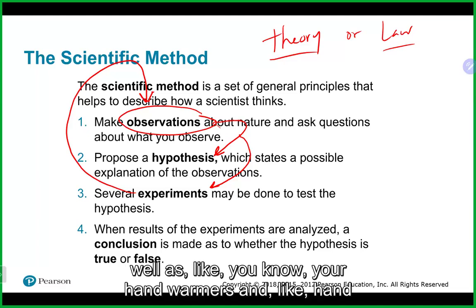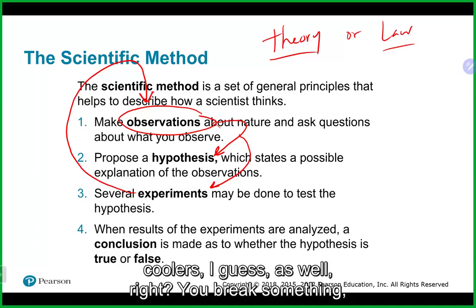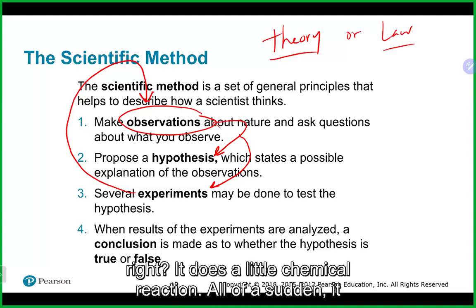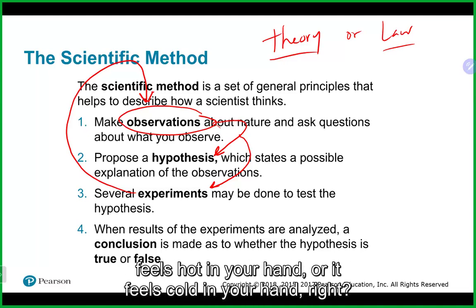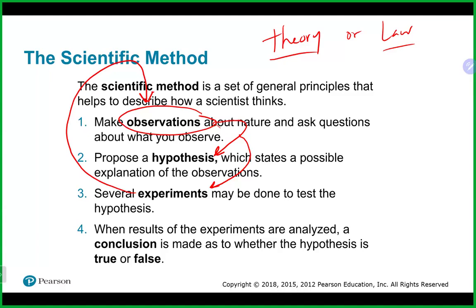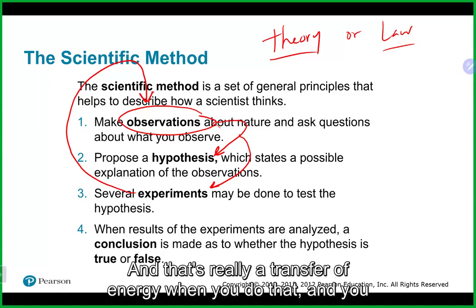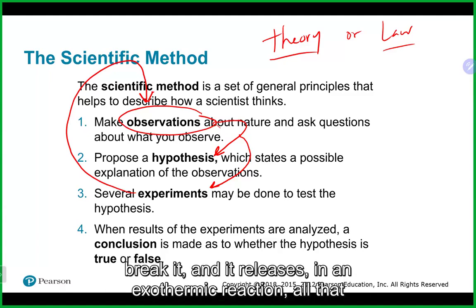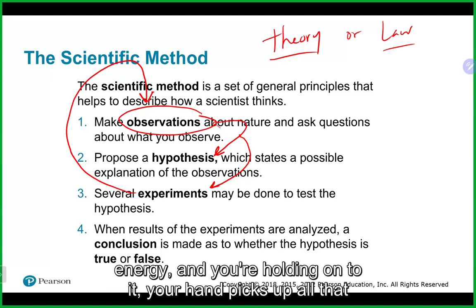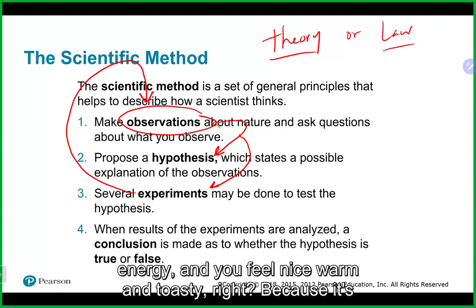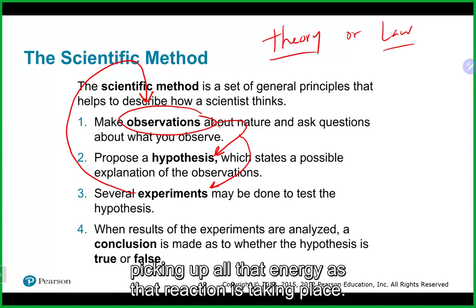Same idea as your hand warmers and hand coolers, as well, right? You break something and it does a little chemical reaction. All of a sudden it feels hot in your hand or it feels cold in your hand, right? And that's really a transfer of energy. When you break it and it releases all that energy in an exothermic reaction, your hand picks up all that energy and you feel nice, warm, and toasty, because it's picking up all that energy as that reaction is taking place.